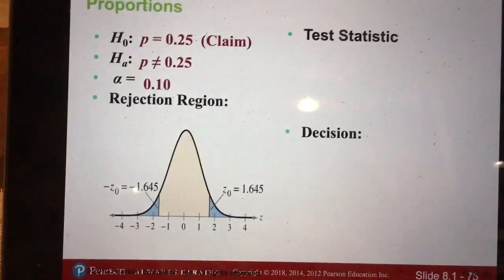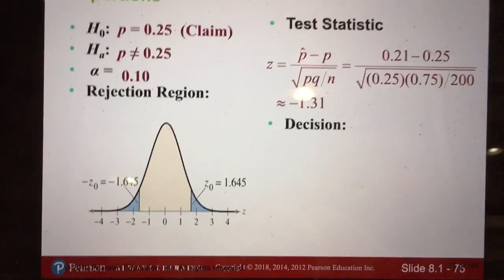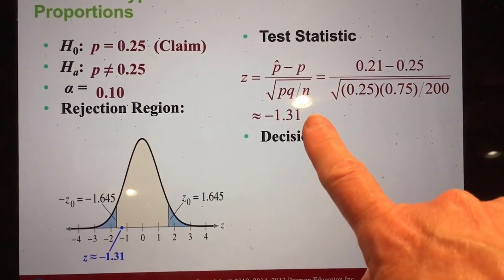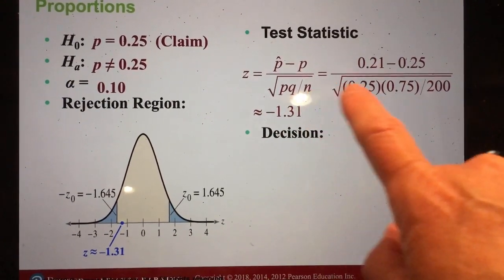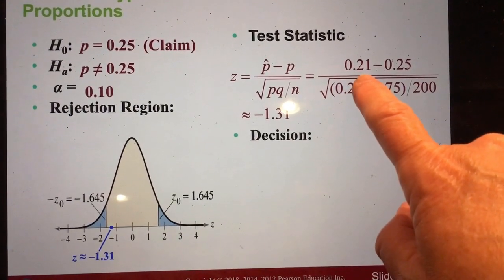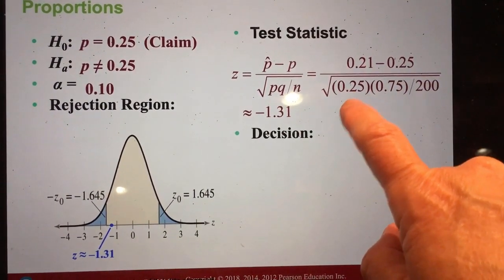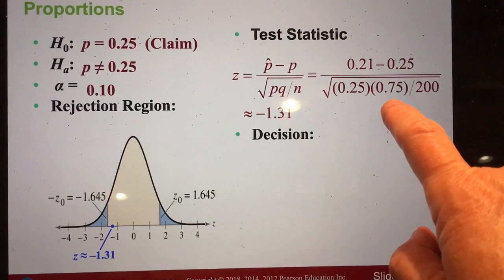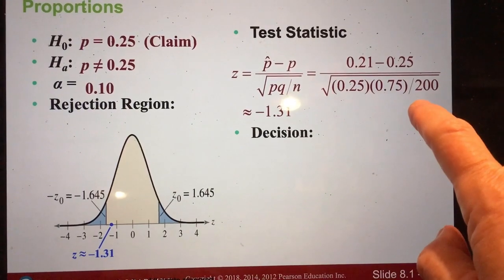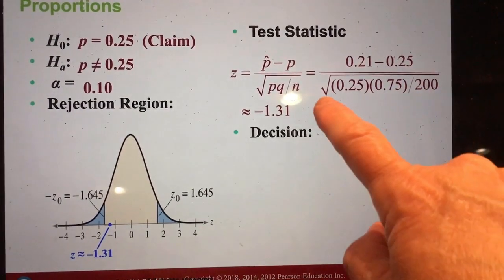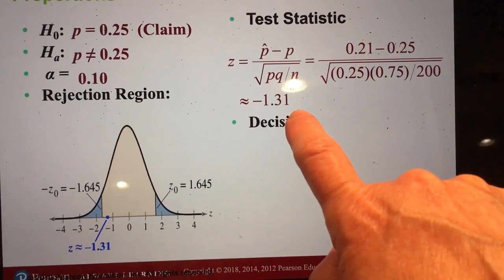Okay, so now we come over here, since we know our critical value, we're going to look at our test statistic, which is going to be our p hat minus our p, and then our square root down here. We've got the 0.21, which is the p hat, minus the 0.25, which is the claim, and then we've got the 0.25 matched with its complement q, which is 0.75, all divided by n. There were 200 college students tested, and then we take the square root. Once we calculate all of that, we get negative 1.31.